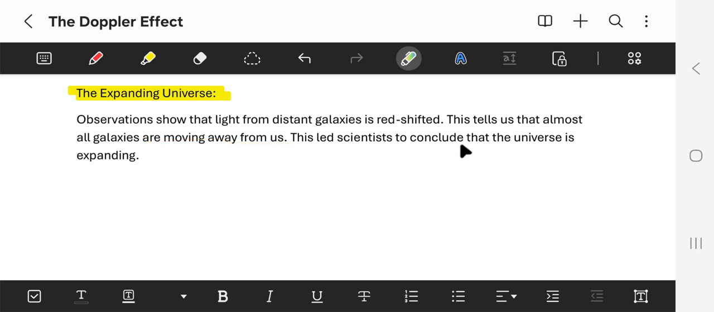And this led to scientists believing that if we are having this type of experience, then the universe is expanding. So us seeing the galaxies move away from us, or observing the redshift, means that the universe is actually expanding. Okay, and that is it in terms of the theory part of the Doppler effect.